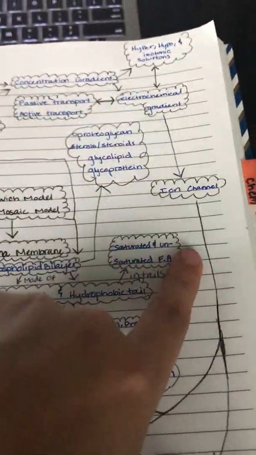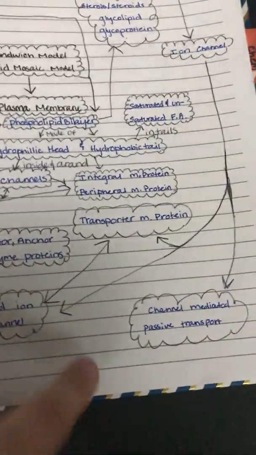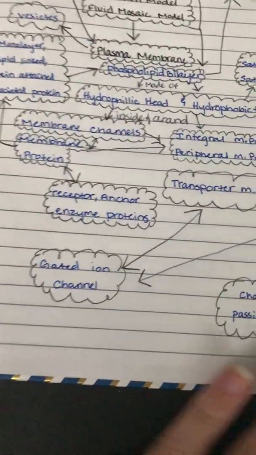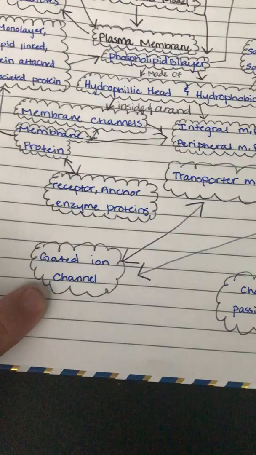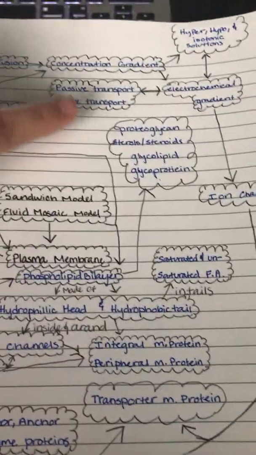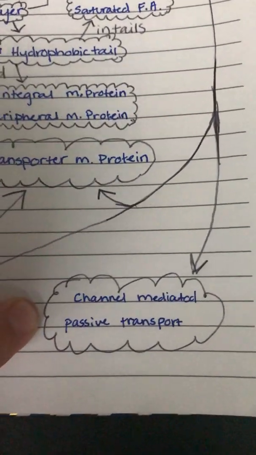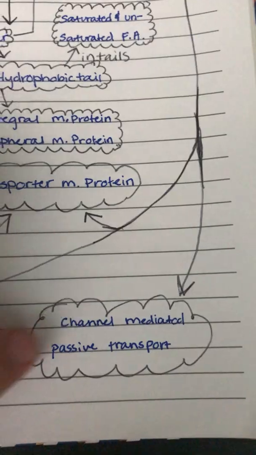And this is done through these ion channels. And these ion channels are proteins that are also located within the plasma membrane. There can be the gated ion channel, which, like I was saying up here, has to be opened with energy in order for a molecule to pass through, and the channel mediated passive transport. So passive transport does not require energy.